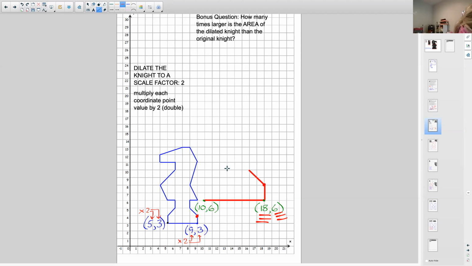And if you want to keep going, double the coordinates for every single point. The next one I'm going to do is 8, 6. And 8, 6 gets doubled to 16, 12. So everybody go up to 16, 12. And if anybody has any questions, raise your hand electronically and we can talk about your specific point.